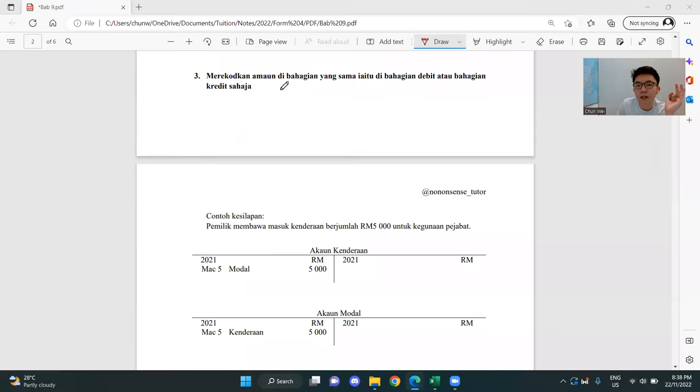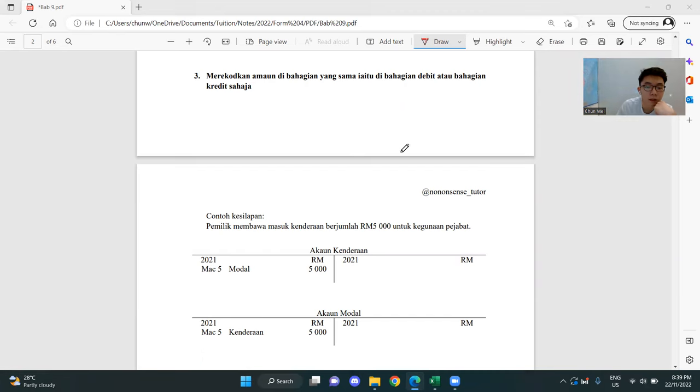Merekodkan amount di bahagian yang sama iaitu di bahagian debit atau bahagian kredit sahaja. Meaning you're recording the same amount on the debit side, which cannot lah. Because in your bab 5, we did learn about the sistem catatan bergu. What is sistem catatan bergu? Meaning when you debit an account, we must credit another account. We cannot debit atau credit.